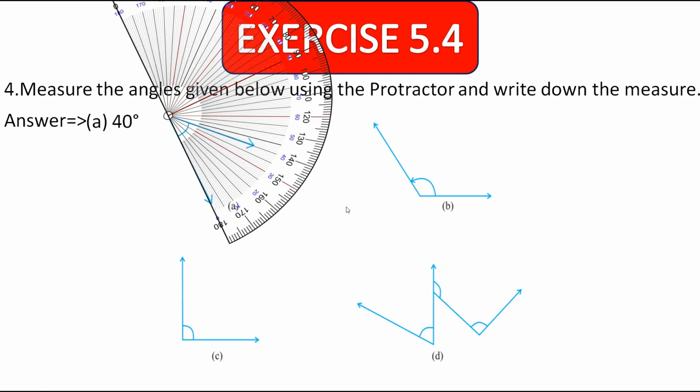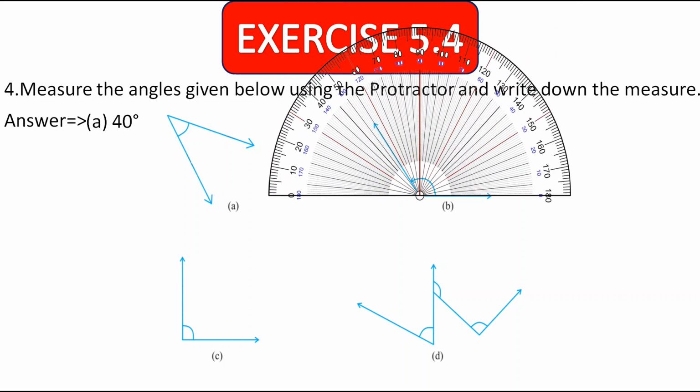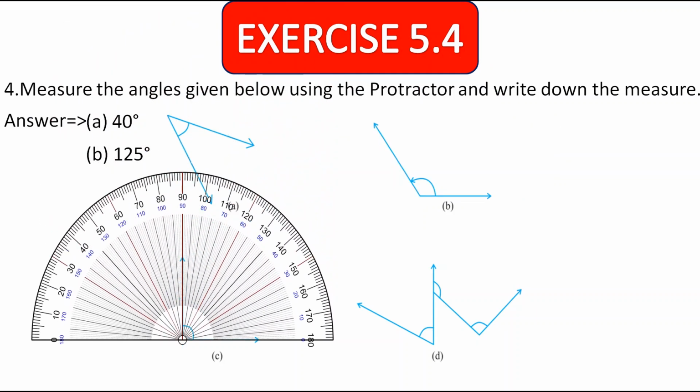Now let's measure the second angle B. So here I am placing the protractor this way because the baseline should come on the base of the protractor. So now here it is measuring in between 120 and 130. So it is measuring 125. Okay, now let's put the protractor on the third angle. Here it is exactly 90 degree.